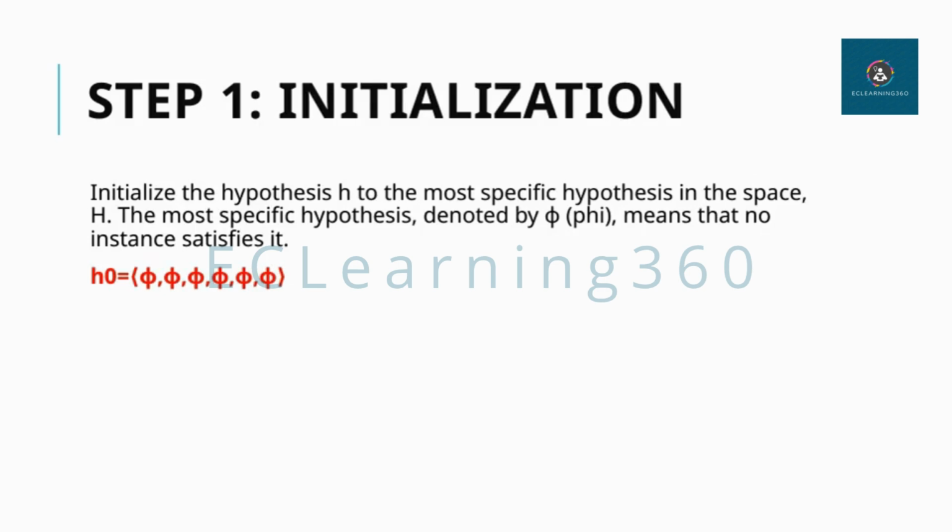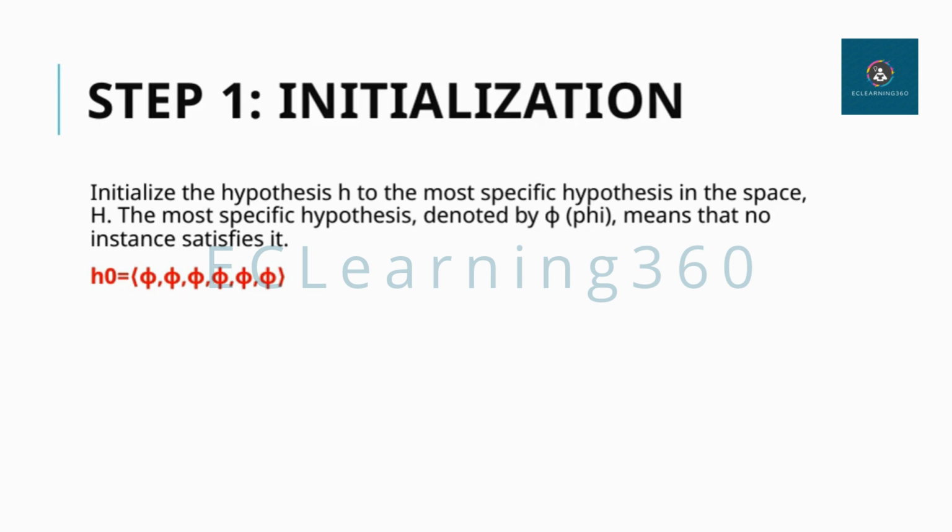Let's start with step 1, initialization. Here, we initialize the hypothesis, which we call H, to the most specific hypothesis possible within our hypothesis space. This most specific hypothesis is represented by the symbol φ, or phi, and it basically means that no instance in our data satisfies this hypothesis initially. So, we set H0 equal to a vector where all elements are φ, like this: H0 equals ⟨φ, φ, φ, φ, φ, φ⟩.